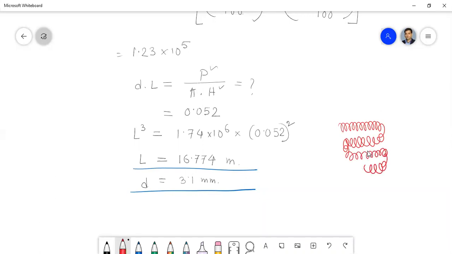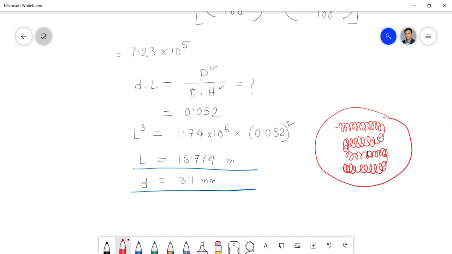I think you have seen the heaters, isn't it? So the actual length will be reduced, because you see this 16.774 meter length is quite long, and you have to accommodate it within, suppose, a 6-inch dia heater. So how do you do that? For that you have to make this type of coils.